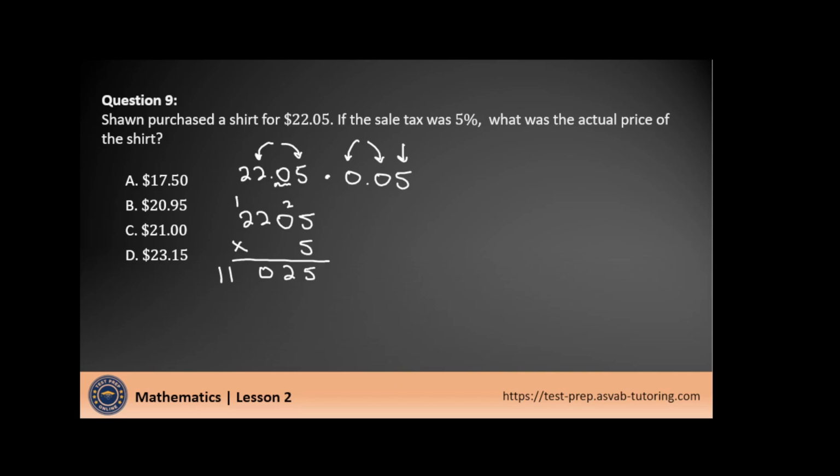Okay, now we're going to account for all of these zeros that we ignored. We have 2 numbers to the right of the decimal in 22.05, and we have 2 numbers to the right of the decimal in 0.05. So we have a total of 4 numbers to the right of the decimal. And to account for that, we're going to move the decimal in our answer 4 places to the left.